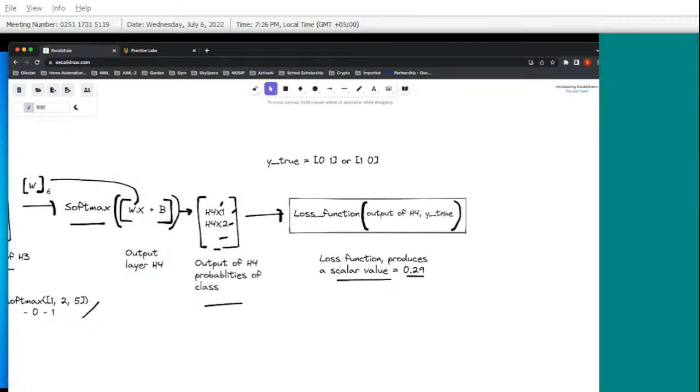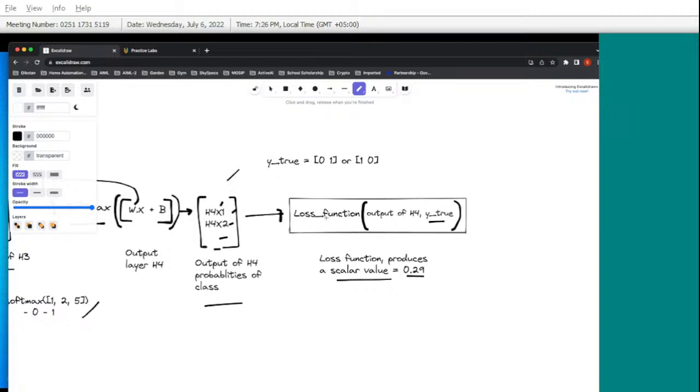So the output of H1 is nothing but my prediction, right? Output of H1 is the probability of classes. This is my y_pred, and I already have my y_true. So I will simply pass those to the loss function. The loss function only cares about those two things. It doesn't matter anything else, right?